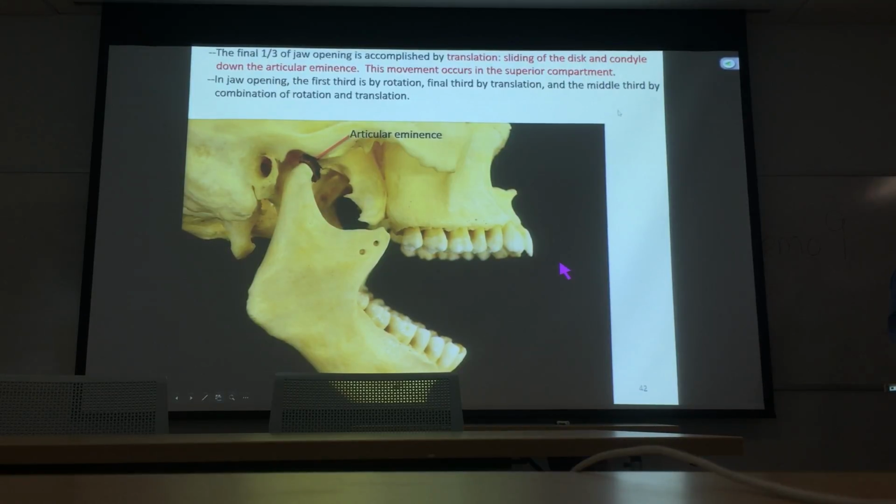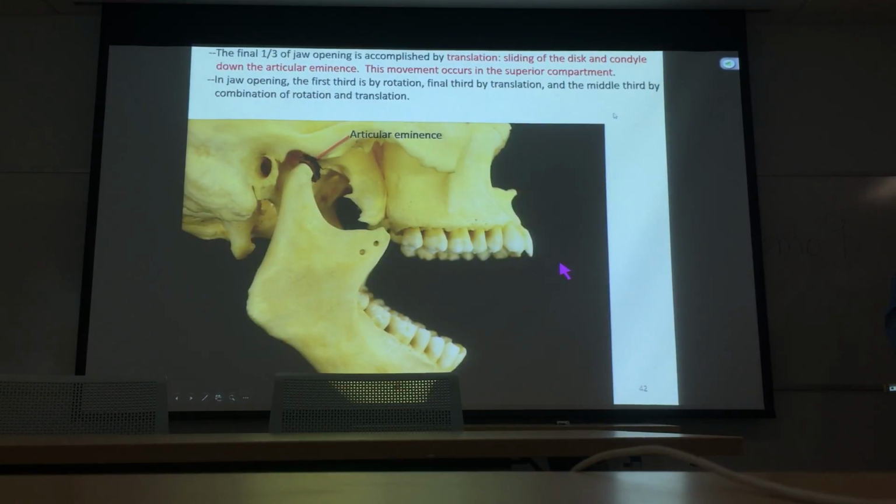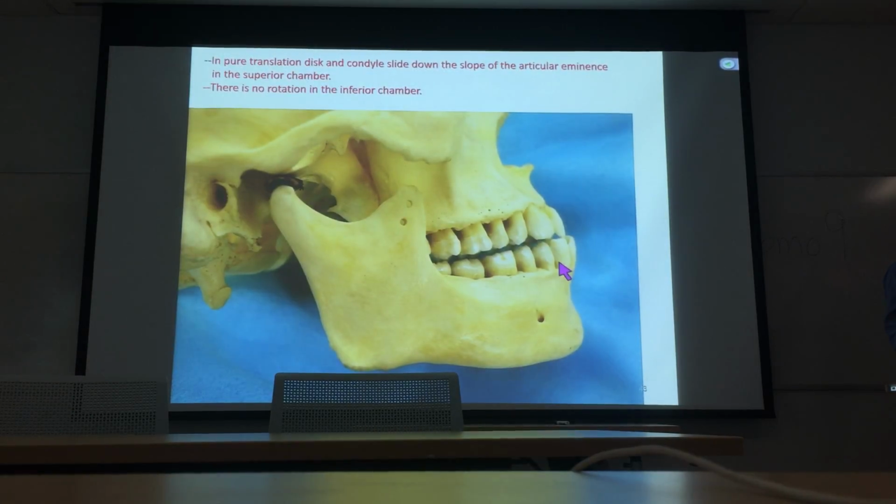I know he made a point about the first third being hinge rotation, the middle third being a combination, and the last third being translation. I don't know what to tell you other than it's dead wrong. Especially people who teach occlusion will tell you that. They always used to teach that the first 8 millimeters of opening was hinge. I was taught that way for the longest time, and we now know that it's just not the case.